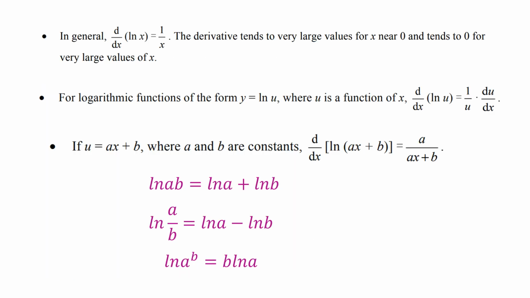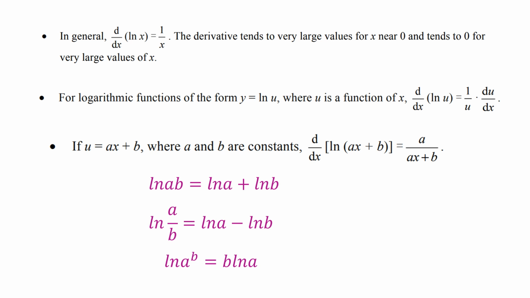Let's look at some concepts that are needed. To find the derivative of ln x is just basically 1 over x. And the derivative tends to be very large values for x near 0 and tends to 0. That means if your value of x is very big, your derivative 1 over something very big tends to become 0. And if you have the values of x which is very near to 0, then your derivative will become very big, because 1 divided by something very small will give you a big value.